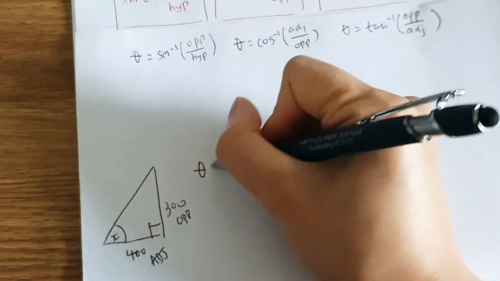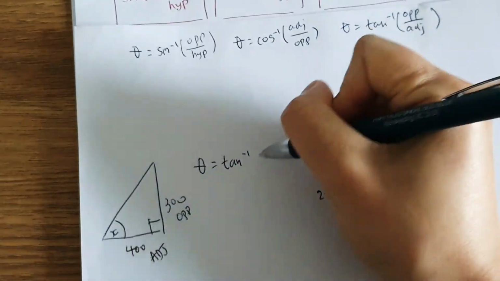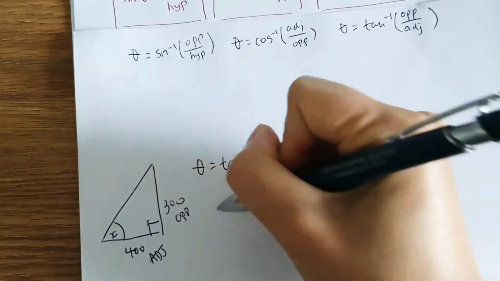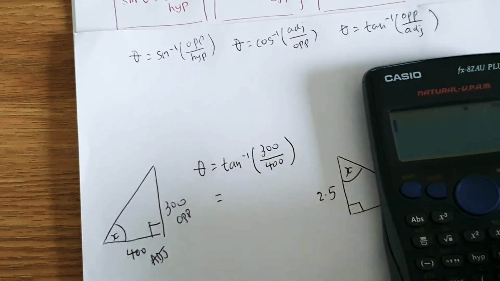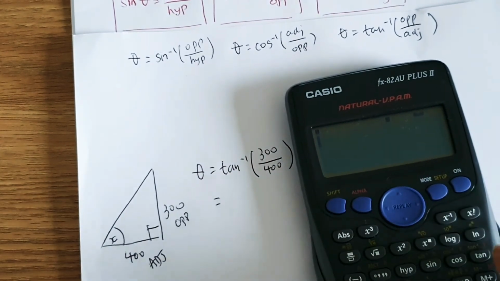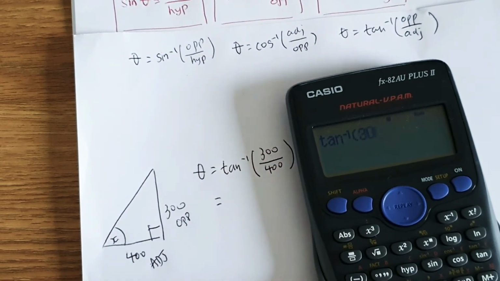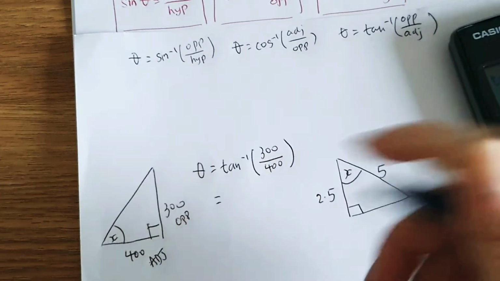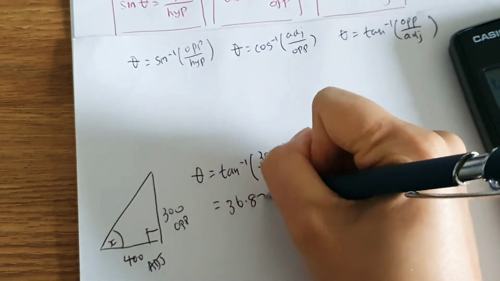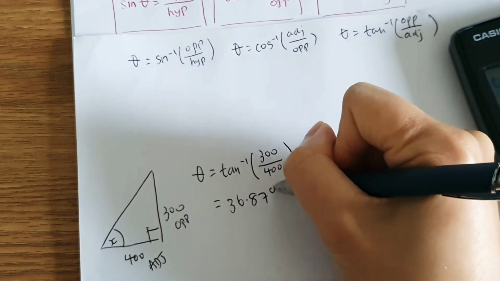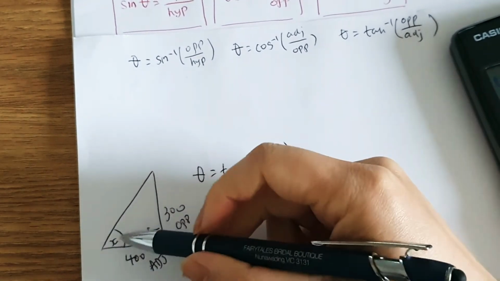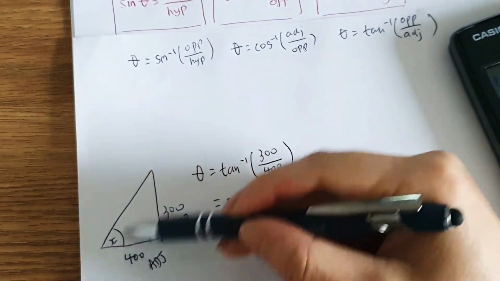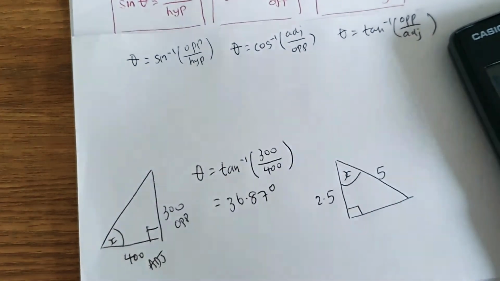Theta, so my angle, is equal to the inverse tan, open bracket, opposite is 300, over adjacent is 400, close brackets, and all I do is type that into the calculator. So inverse tan, and it's 300 over 400, close brackets, and I get 36.87. 36.87, and because we're looking for an angle, this unit will always be in degrees. Okay, so that's my unknown angle there. If you wanted to find all 3, you remember that angles in a triangle always add up to 180, so if you know 2, you'll know the 3rd one.